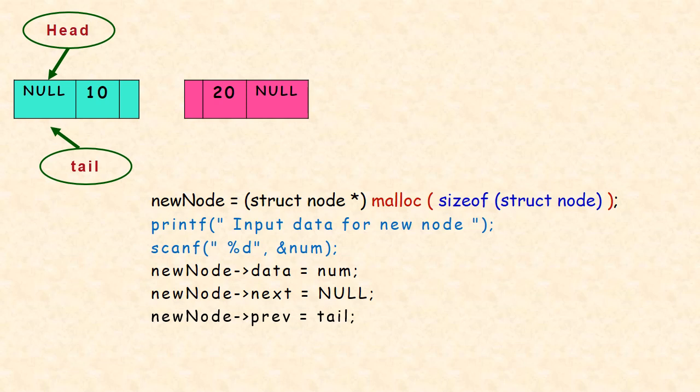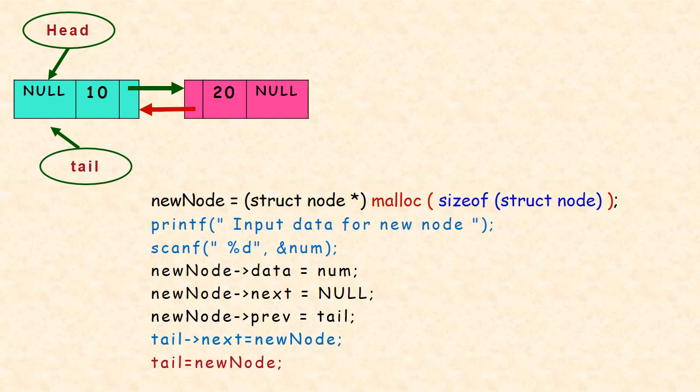So that node address, the first node's address, is assigned to the new node's previous pointer. Then a link will be established between the new node and the first node. Later I will write tail next, that is, the first node's next is equal to the new node. Then the first node's next pointer holds the address of the second node. And now what is the new tail?